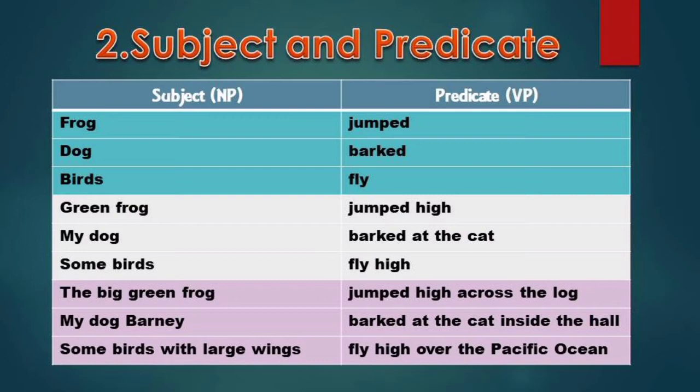So subject, we can say subject is the naming part. It names the person or thing we speak about. The predicate says something about the subject. So when we get a question to classify the subject and predicate, we can easily classify the predicate when we find out the verb. Okay, so that's subject and predicate.